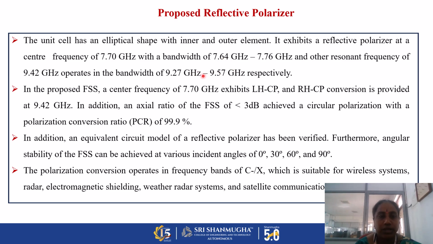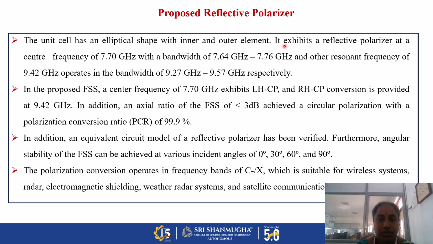The center frequency for this elliptical polarizer achieved is 7.70 gigahertz, and for the other frequency band, from X band, we achieved a center frequency of 9.42 gigahertz. So these are the center frequencies for both the C and X band for the elliptical FSS, that is the elliptical reflective polarizer. In this work, I converted the linear polarization to circular polarization.